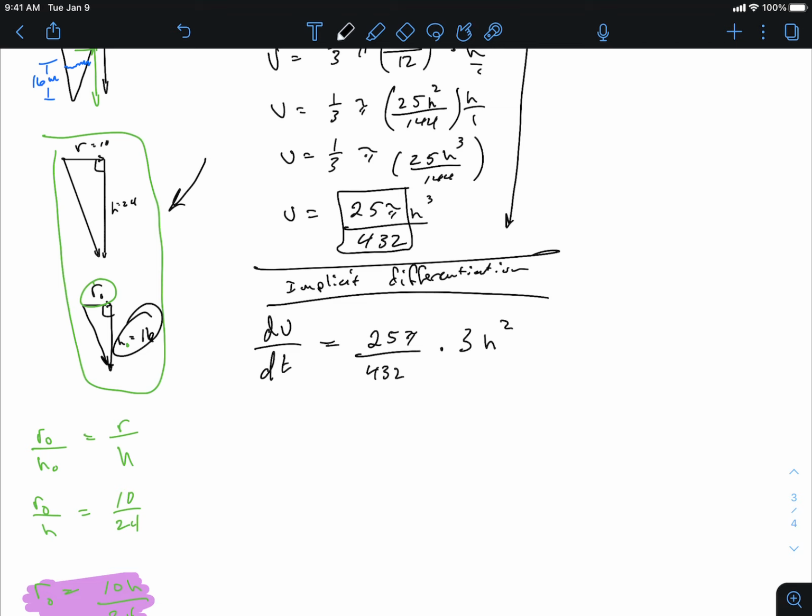Now, we're looking for how the height is changing with respect to time. There is no t variable in this equation, so I need to multiply by dh by dt. Okay? Now you guys can see, hopefully, we can multiply the 3 by the 25, and we'll clean this up a little bit, and then we'll have a final expression here that we can plug in some information. We'll have 75 pi over 432 H squared dh by dt.